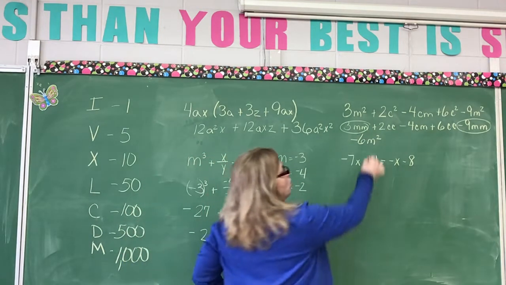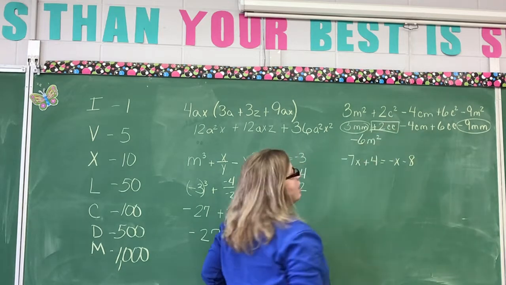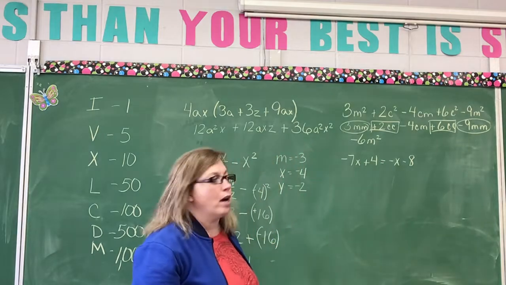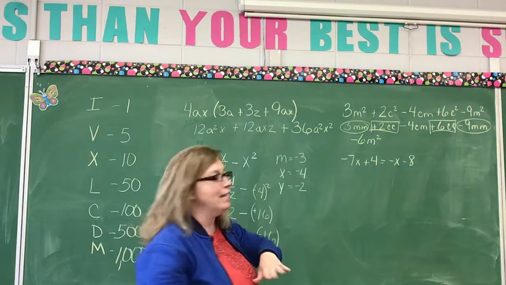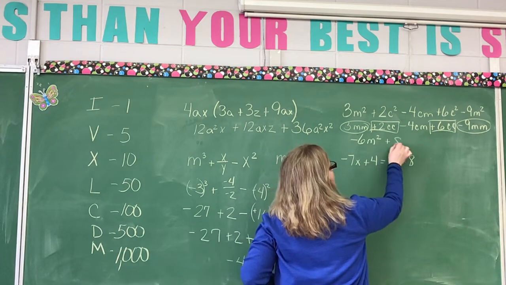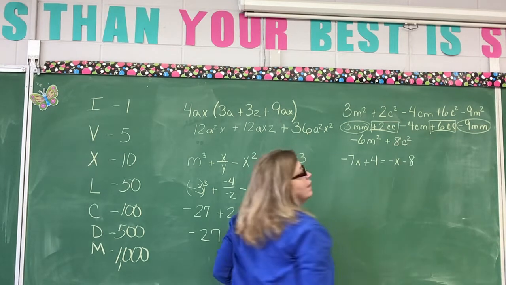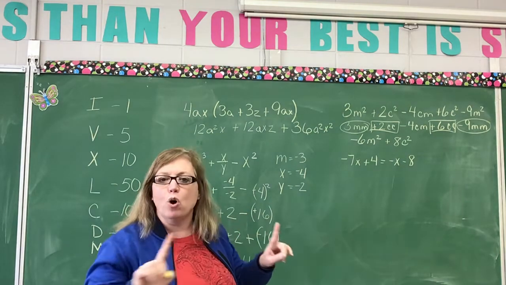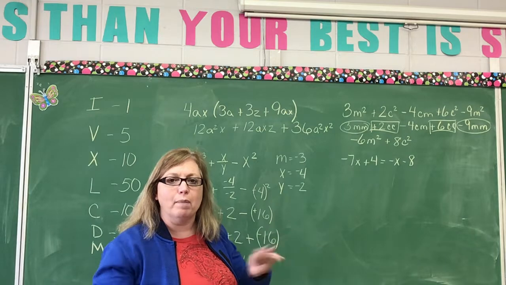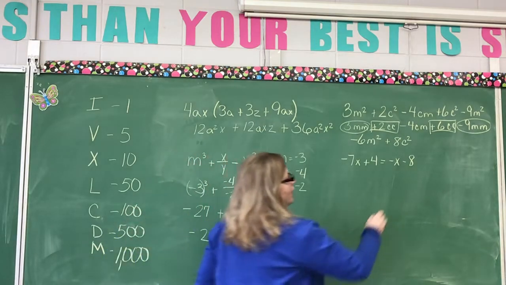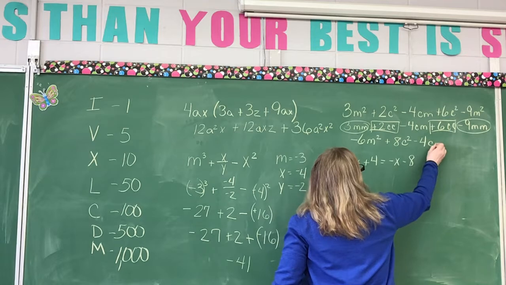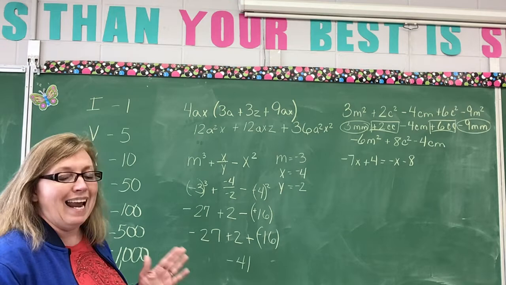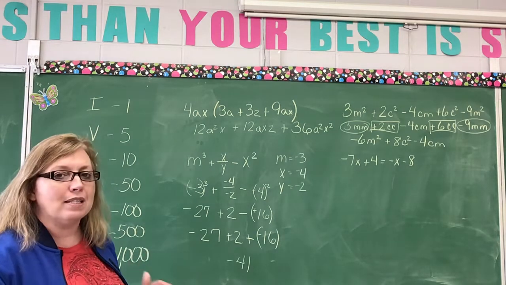Next, we're going to do c squared. Okay, so we have a 2c squared here. And over here, we have a positive 6c squared. So 2 plus 6 is 8. They're both positive, so we have a positive 8c squared. Now we have one term left, and that is minus 4cm. We have no other terms that have 1c and 1m. Leave it alone. Just bring it down to our answer. Minus 4cm. So the answer is negative 6m squared plus 8c squared minus 4cm.